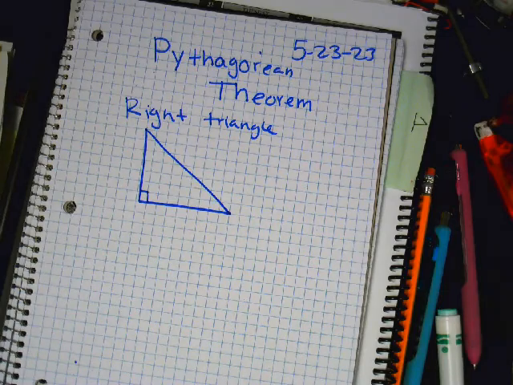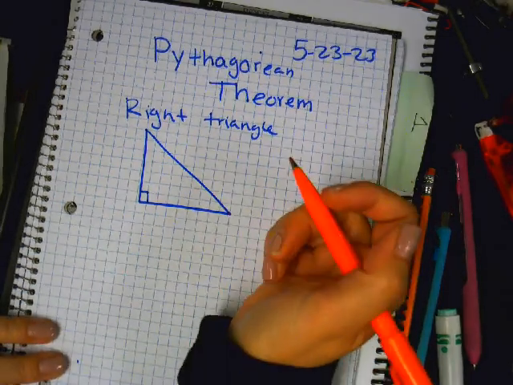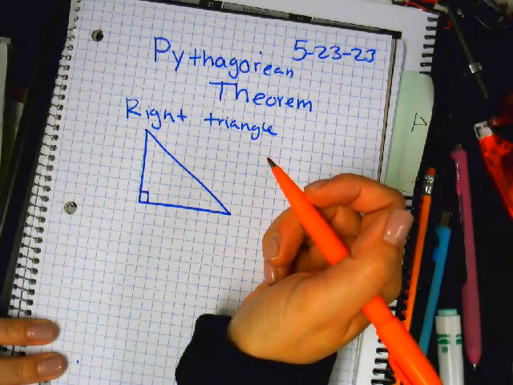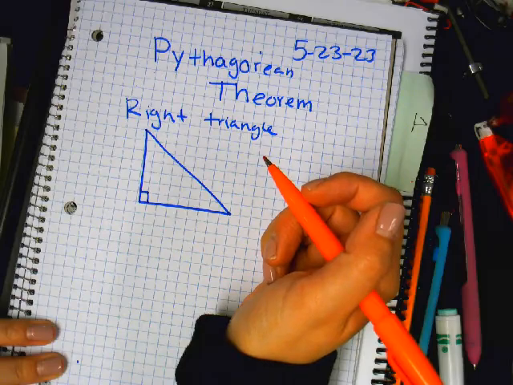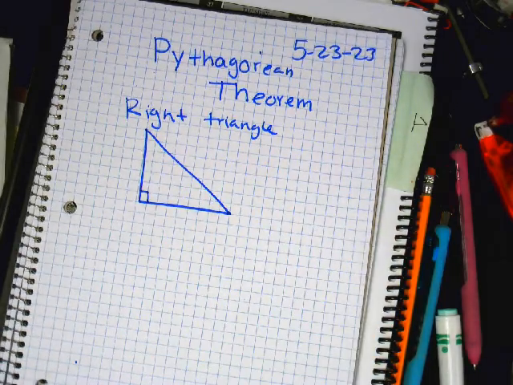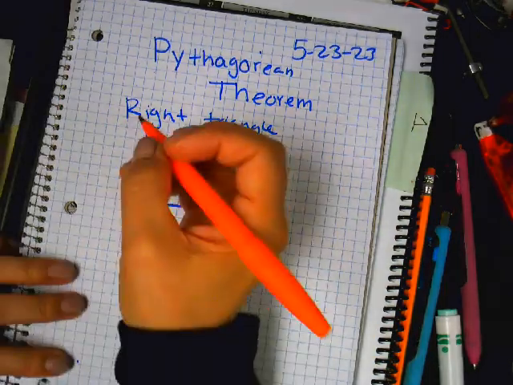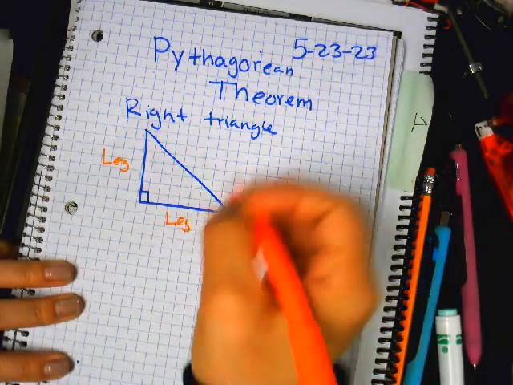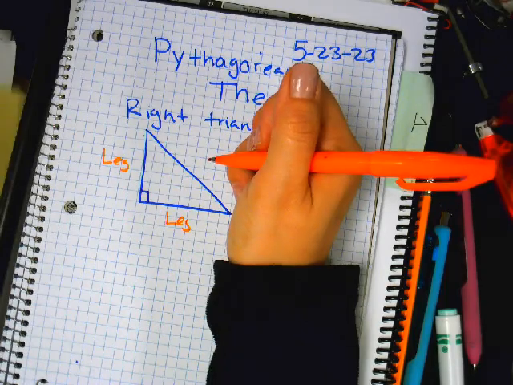All right. He said that if you take the two legs of the triangle and square them, and add them, it will equal the hypotenuse squared. Totally makes sense, right? So this is called a leg. This is called a leg. And this is called the hypotenuse.